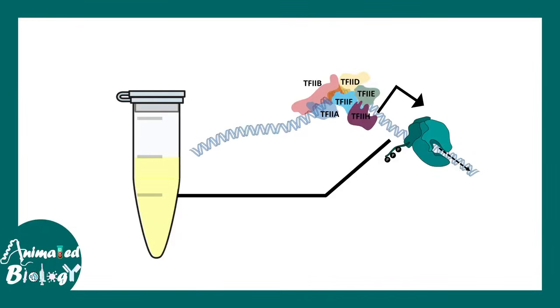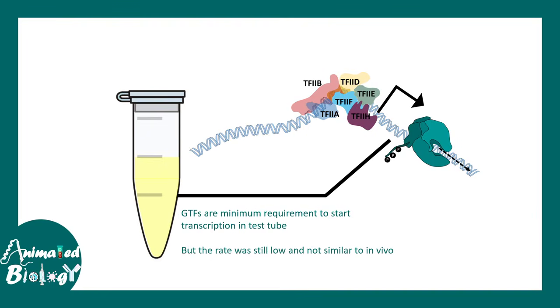Anyway, so far we have been talking about the transcription happening in a test tube. Things are much simpler in a test tube, but things are difficult when these processes happen inside an intact cell. Let me tell you why. The GTFs, or general transcription factors, such as the TFII family transcription factors, are the minimal requirement for transcription in a test tube. But they really don't enhance the transcription rate that much. In eukaryotes, in the in vivo situation, the rates are very different compared to in vitro.